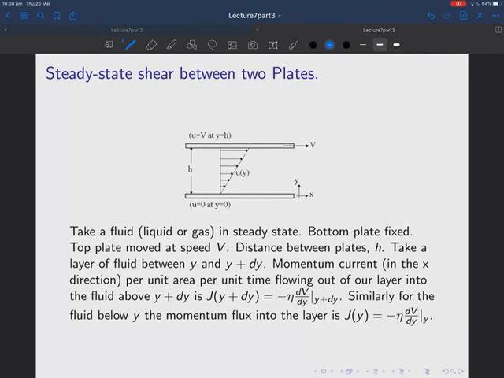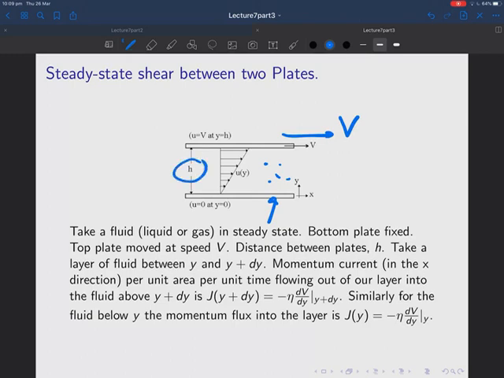So the very first system we're going to look at is the very simplest one, which is steady state shear between two plates. We're going to take a fluid here, liquid or gas, doesn't matter. The bottom plate here is fixed. This top plate is moving at speed v. The distance between the plates is h.